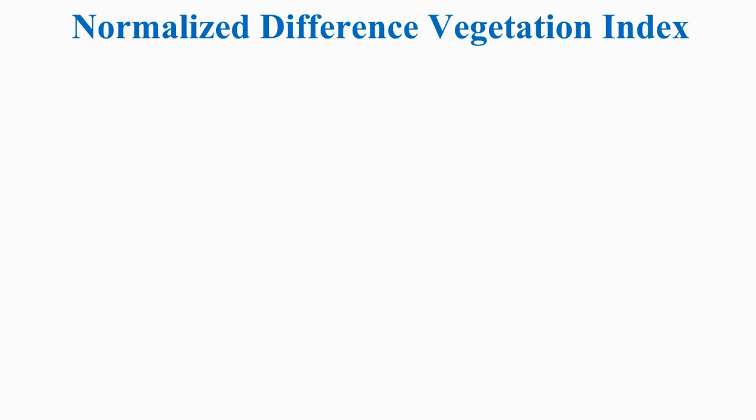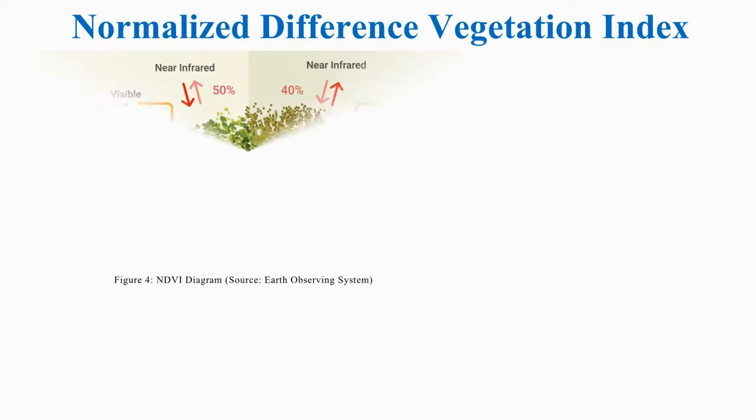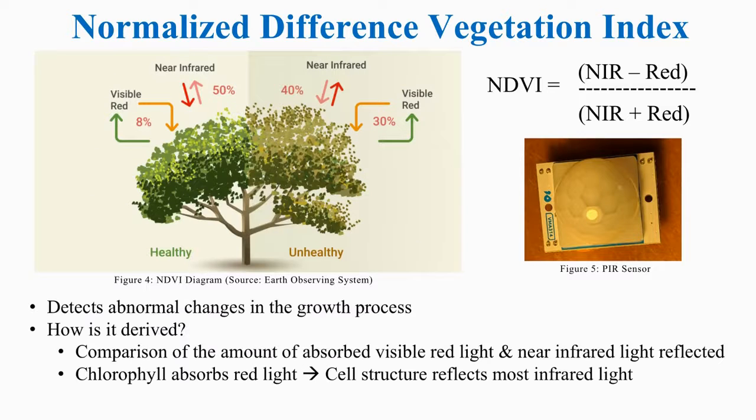NDVI is the Normalized Difference Vegetation Index. What does this mean? When we're trying to measure the health of the plant or detect abnormal changes in the growth process of vegetation, we have to use this index to tell us what the health looks like. Basically, we compare the amount of absorbed visible red light and reflected near infrared light. We use a sensor called a PIR sensor that you can see right here, which measures near infrared rays and visible red rays. We see the quantity of rays that the vegetation is absorbing, and based on those values, we can understand whether the plant is healthy or unhealthy.